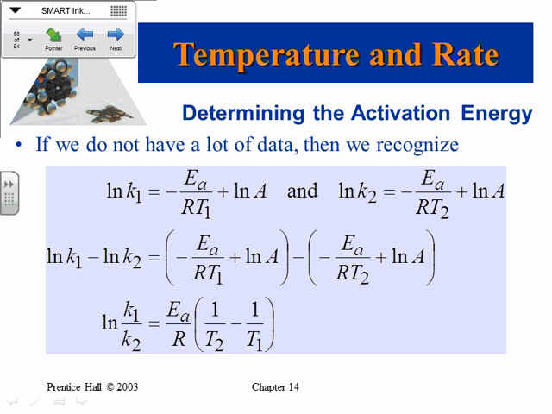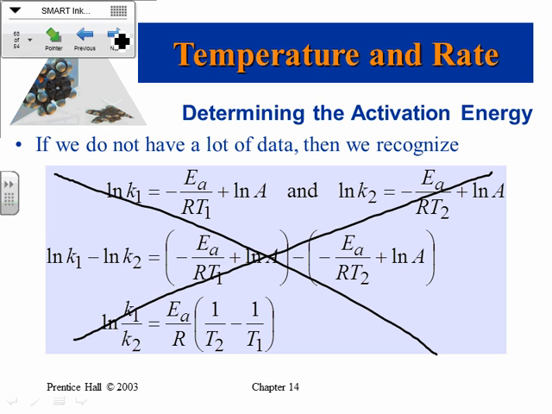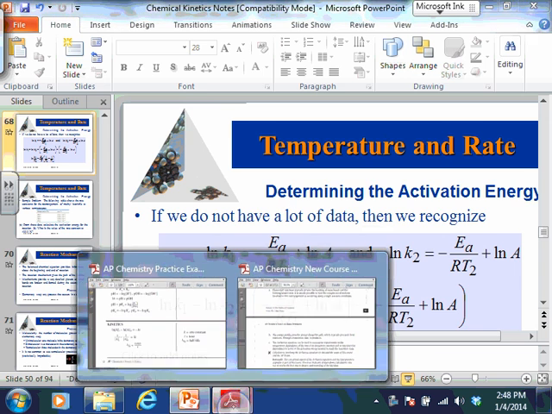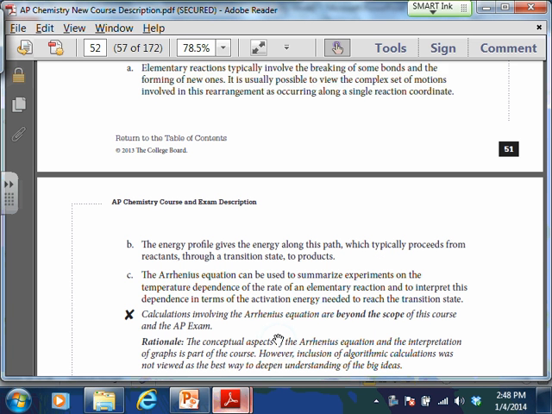If you don't have a lot of data, you can use a couple data points, but this is the exact part that it actually says on the new AP curriculum that you don't really need to worry about. Okay? So let me show you where it says on the AP curriculum what you do need to worry about. It's letter C here. The Arrhenius equation can be used to summarize experiments on the temperature dependence of the rate and to interpret this dependence in terms of the activation energy needed to reach the transition state.